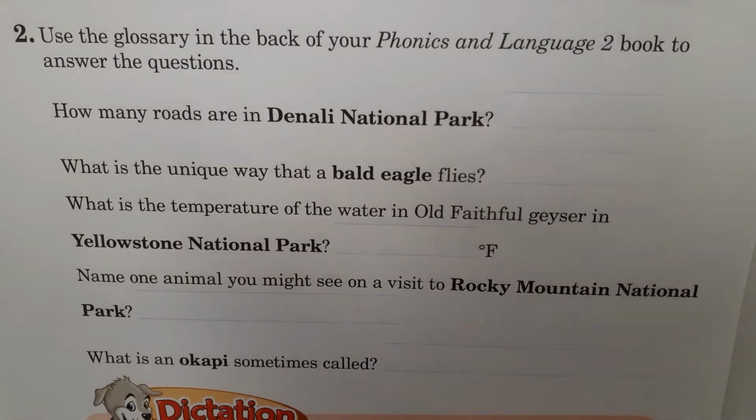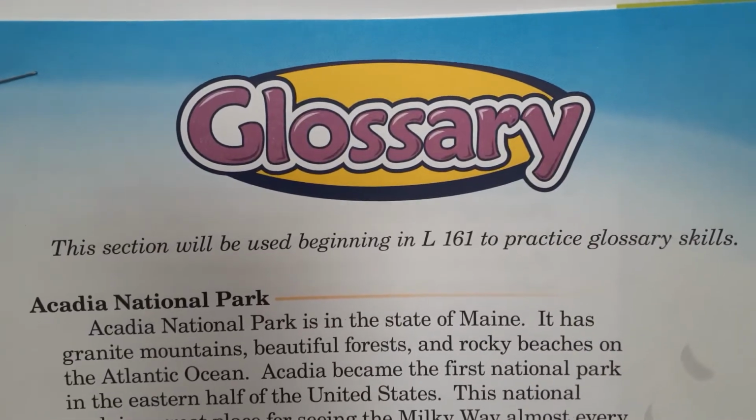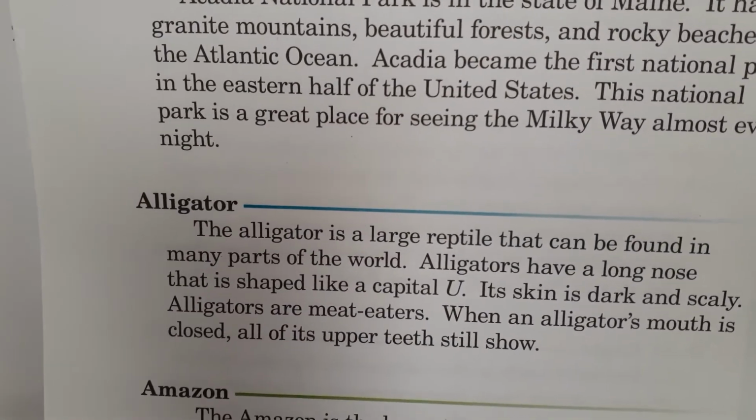Okay, now we're on lesson 161, classwork. Now, looking at number 2, it says to use the glossary in the back of your Phonics and Language 2 book to answer the questions. How many roads are in Denali National Park? So this is your glossary, and we need to find Denali National Park.